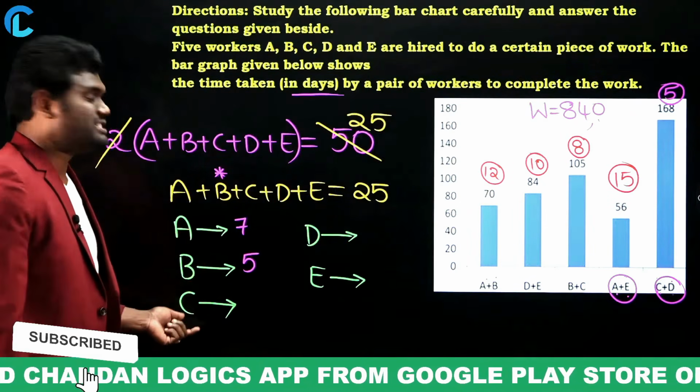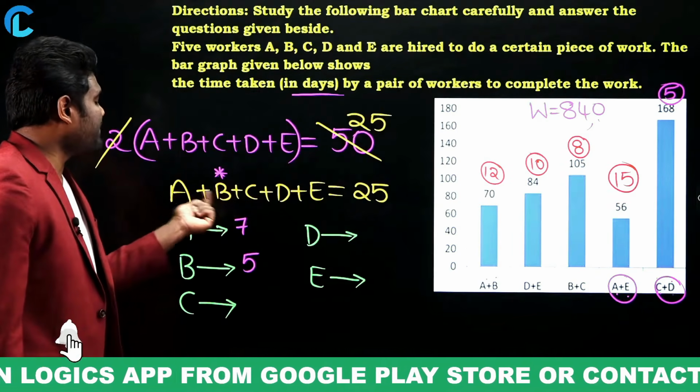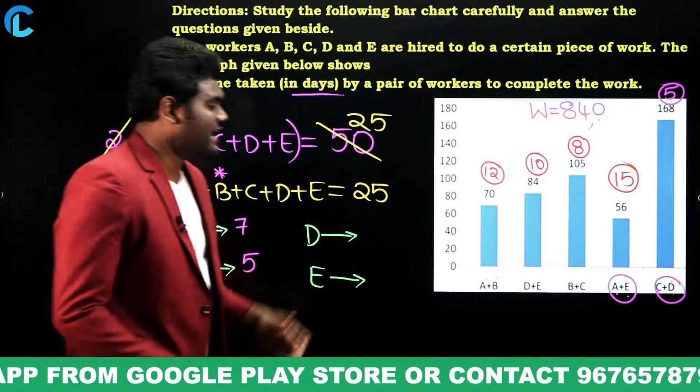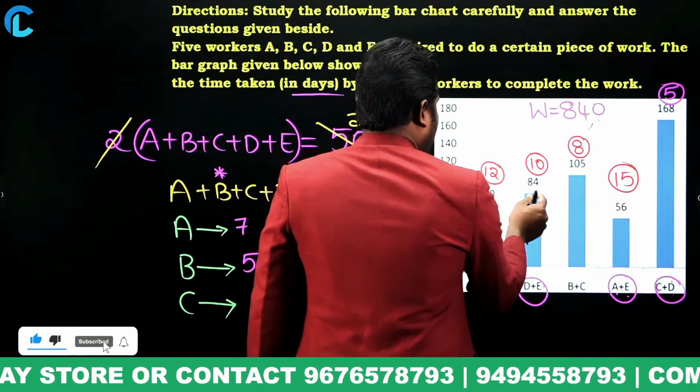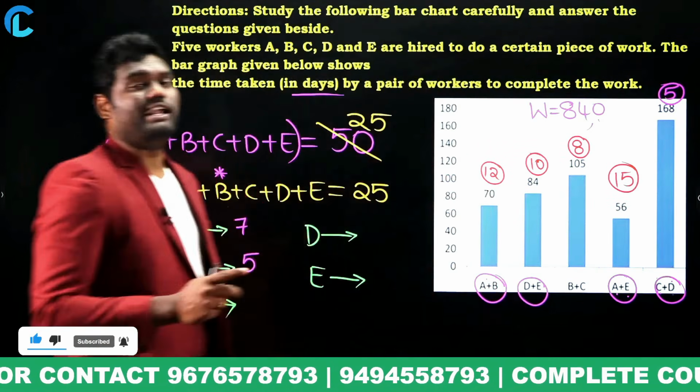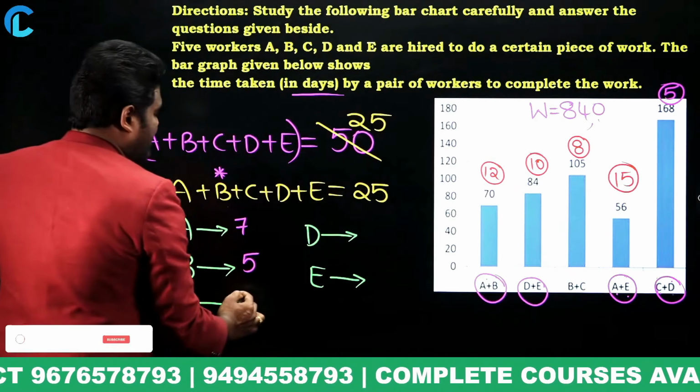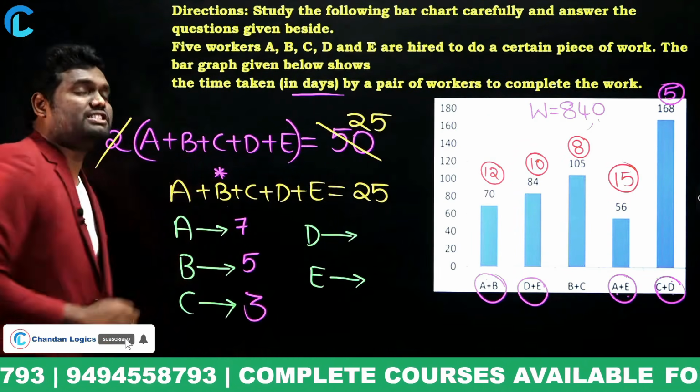Next, I need to know C. If I need to know C, I need to subtract A, B, D, E. Yes or no? I need to subtract A, B and I need to subtract D, E. A plus B is 12, D plus E is 10, 12 plus 10, 22. From 25 if I subtract 22, then C will be how much? 3.